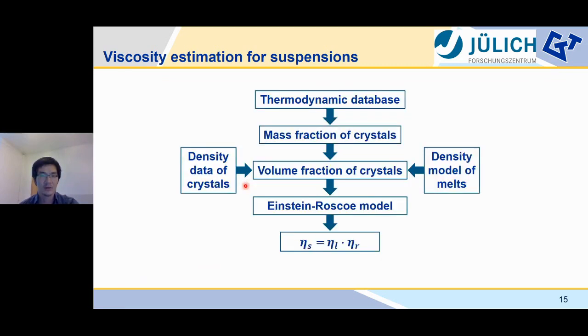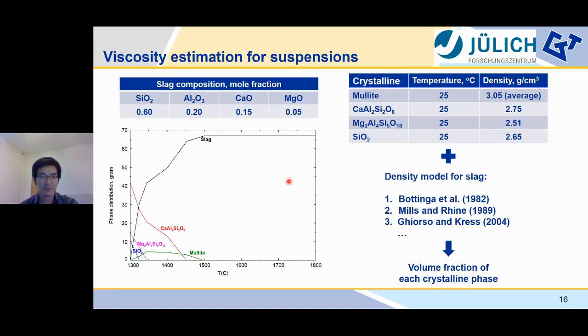Okay, next part I want to share with you is how to improve the prediction for suspension viscosity. Of course, we need to replace mass fraction by volume fraction as a first step. And then by doing this, we need to know the density data for the crystals, also for the molten slags. You see, for the zinc sample, we find the density data for these 4 crystal phases. Okay, here only for room temperature.